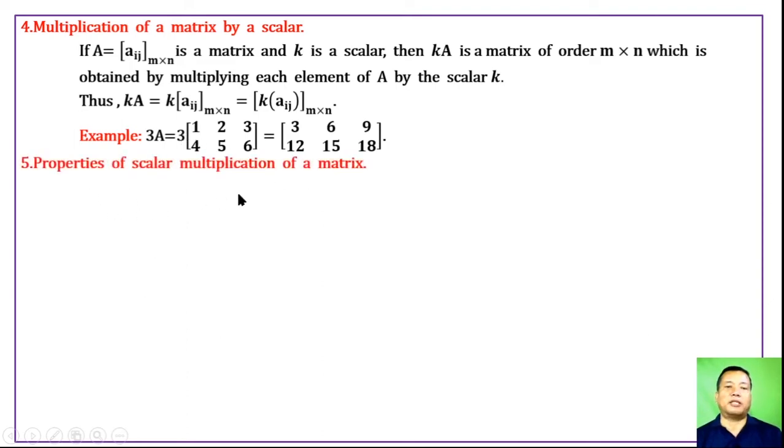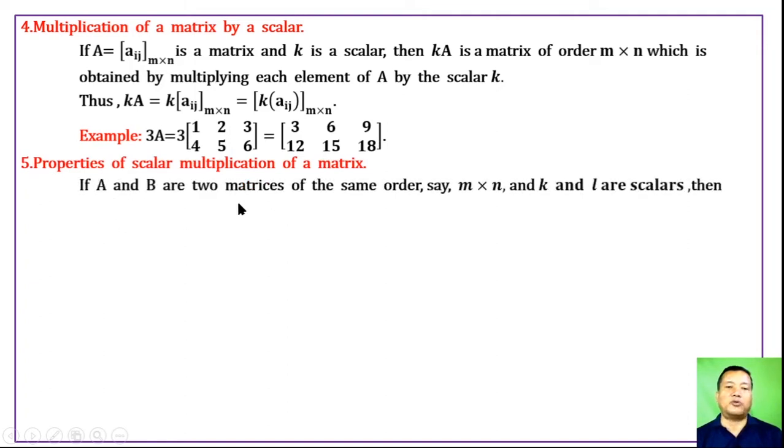Properties of scalar multiplication of a matrix. If A and B are two matrices of the same order, say M by N, and k and l are scalars, then number 1, k times of A plus B is equal to k times of matrix A plus k times of matrix B. Property 2, k plus l times of A is equal to kA plus lA.